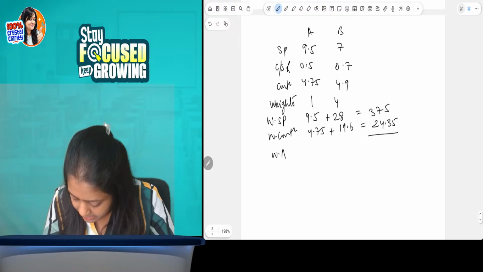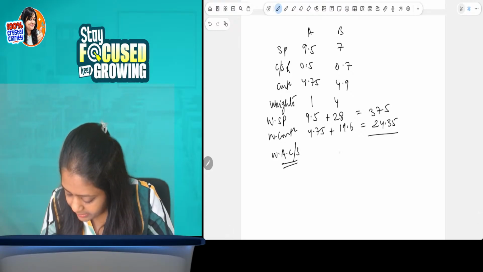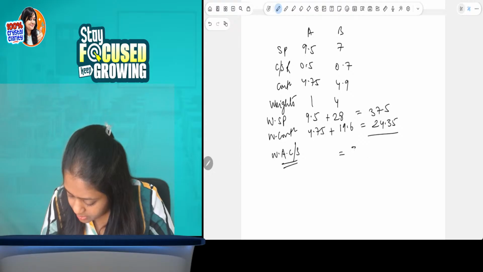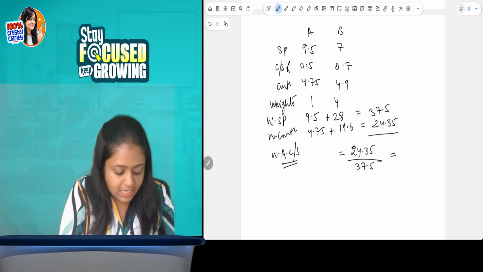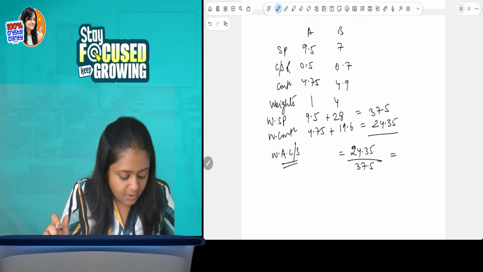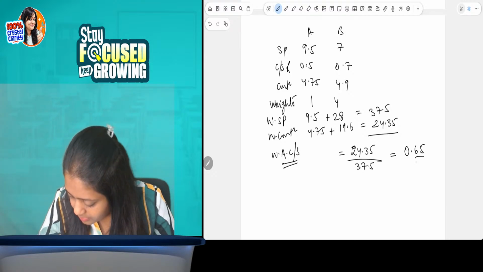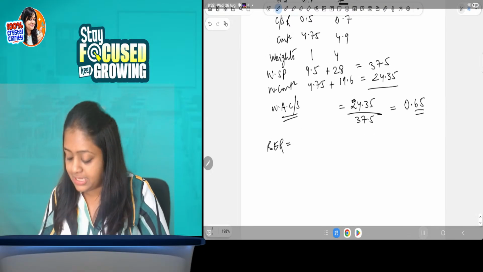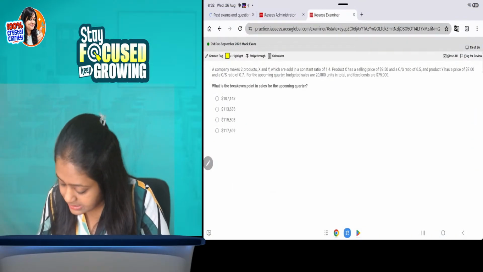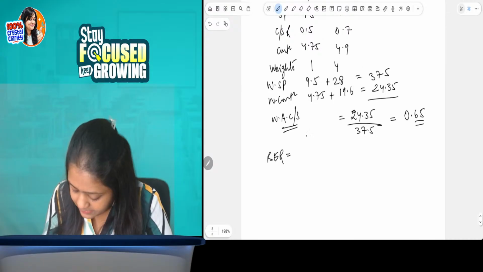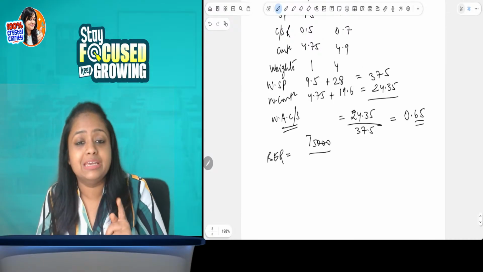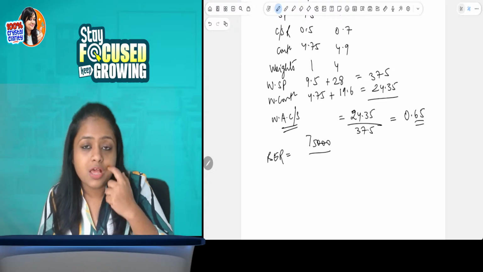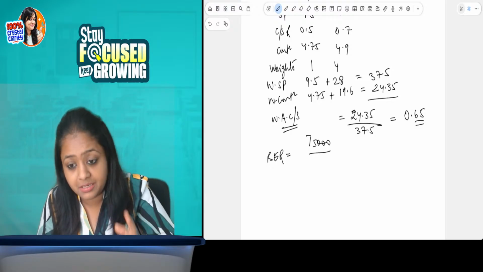Now you've got the weighted average selling price and weighted contribution, so get the weighted average CS ratio. The weighted average CS ratio will be the contribution 24.35 divided by 37.5. So that will be 0.65. Now you can get the break-even revenue. What is the fixed cost? Your fixed cost is 75,000. You should always be looking for the nearest answer, because there are decimals involved. You may not get the exact answer, but we will look at the nearest answer.